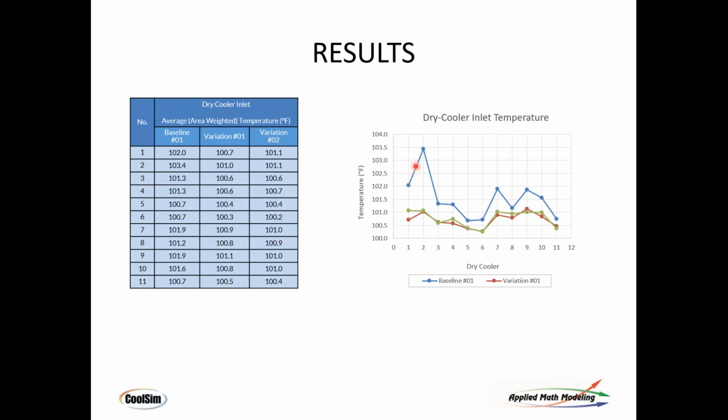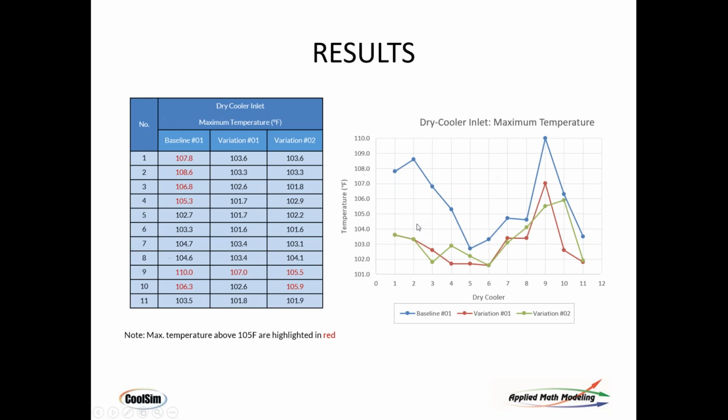Well, here's the base case up here. That one's not doing too well at all. And these are the dry coolers. There were 11 of them in this case. And then we have the variation right here, this is the best case scenario, with the scoops and the height. And then the third one, of course, is without the scoops.